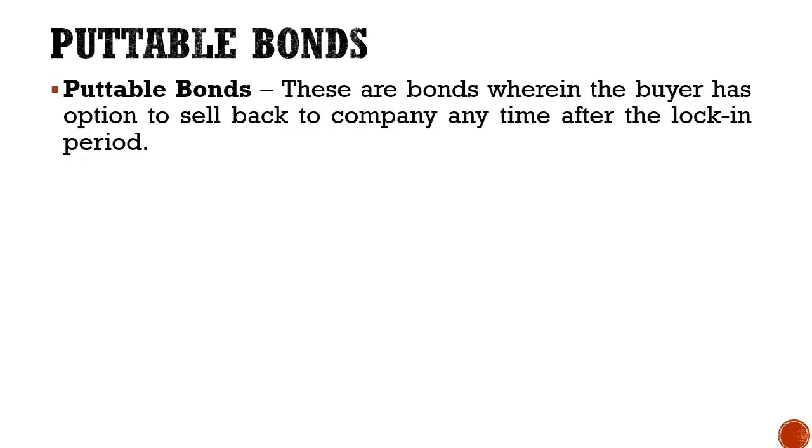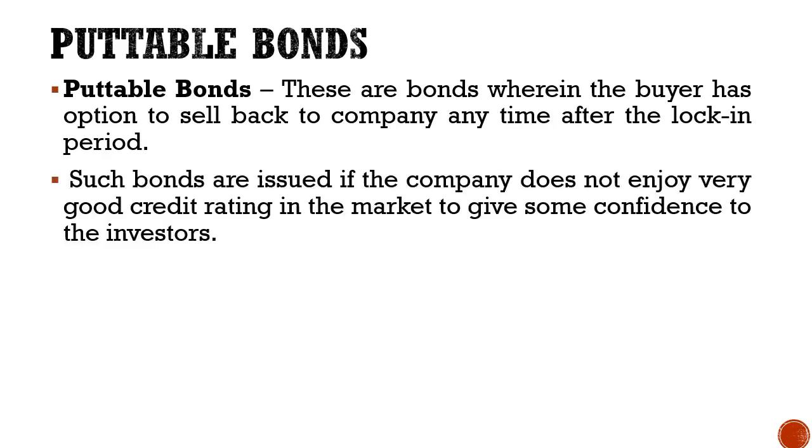The next type is the puttable bond. These are bonds wherein the buyer has the option to sell back to the company at any time after the lock-in period. So this is exactly vice versa of the callable bond. Such bonds are issued if the company does not enjoy a very good credit rating in the market, to give some confidence to the investors. So with this we complete the various instruments in the international bond market.